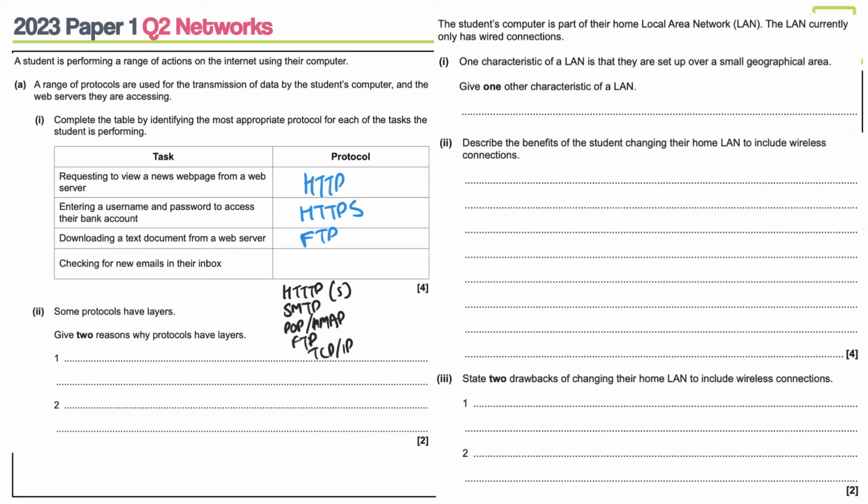Checking for new emails in their inbox. So you're checking for new mail, so the downloading part of it would be IMAP or POP. Either way would be acceptable. I'm going to put IMAP, but POP would also be acceptable.